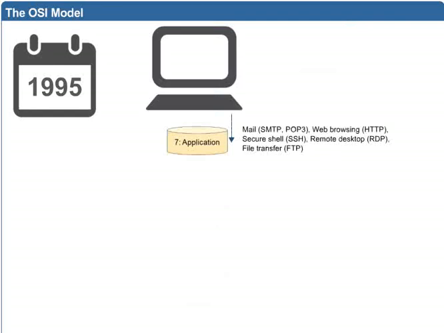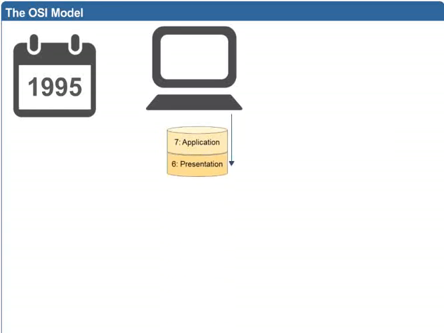Layer 7 is the application layer, which defines the application user interface responsible for displaying information received by the server. Examples are email, web browsers, and FTP clients. Layer 6 is the presentation layer, which ensures data sent from the server will be readable by the client. Encryption and decryption take place at this layer.